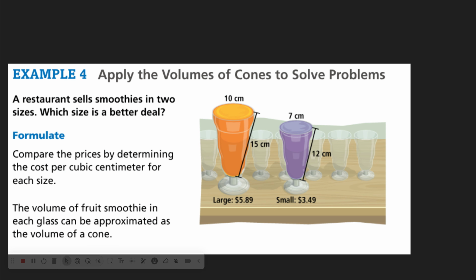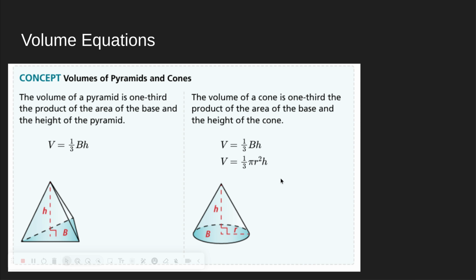Okay. I wanted to go back. What this means, you might see this. If you have a cone and a cylinder, and they're the exact same dimensions, how many cones can you pour into the cylinder? Exactly 3. That's where the 1/3 comes in.